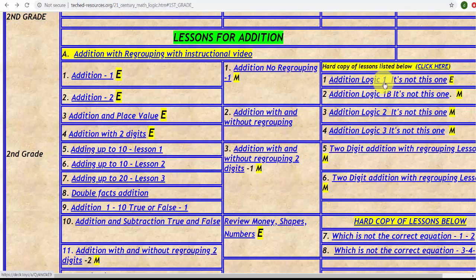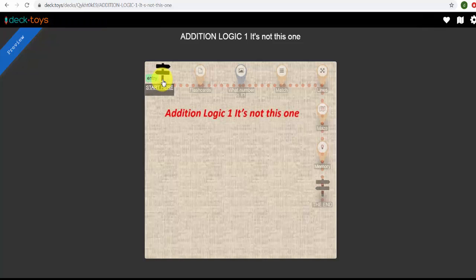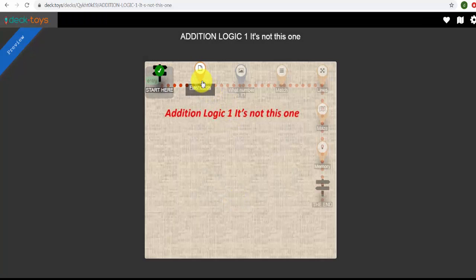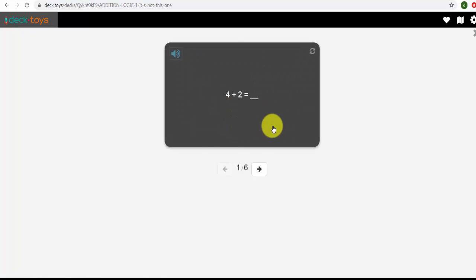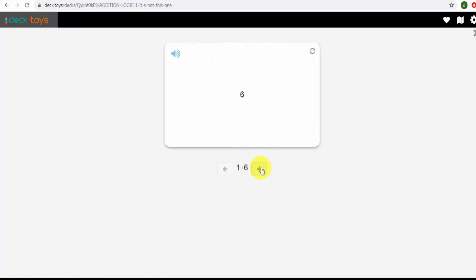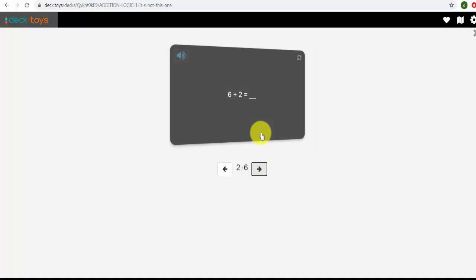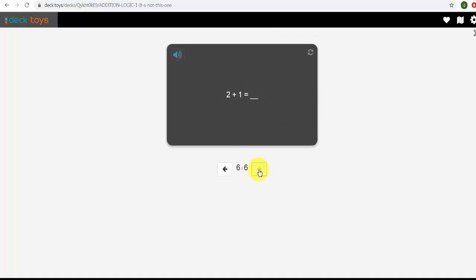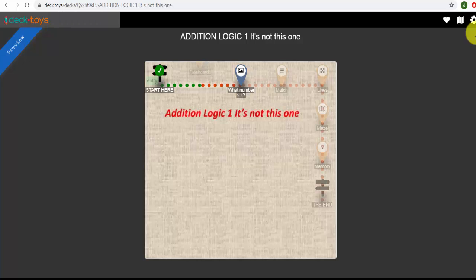Now, this is interesting. It's not this one. Click here if you want the hard copy of the normal. But I'm going to click here and just show you what we're talking about. Click here. We have Bugs Bunny, flashcards. 4 plus 2, we know is 6, right? Let's go to the next one. 6 plus 2, we know is 8. Let's go all the way to the end, okay? Because we know these. Okay, what number is it?